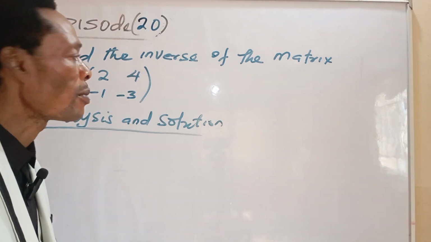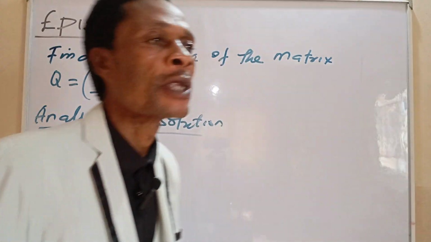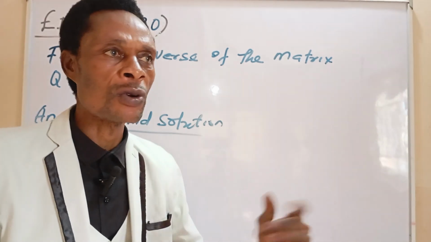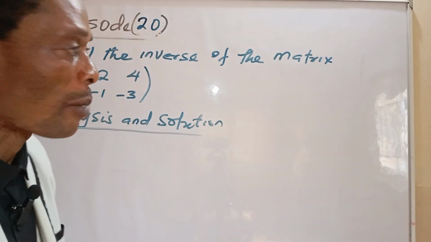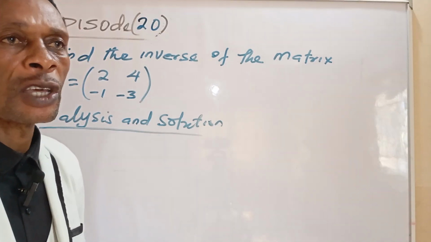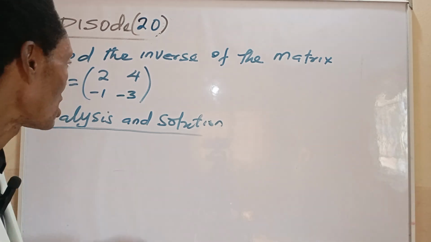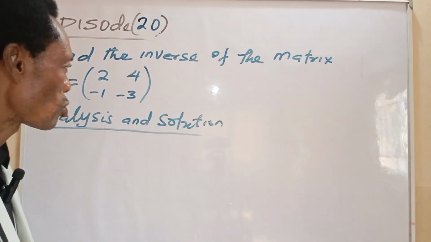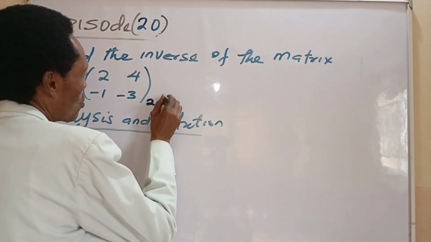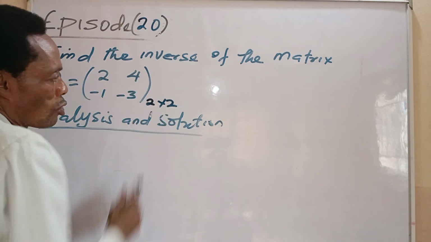First and foremost, what is a matrix? A matrix is an array of numbers in rows and columns. A matrix in which the rows and columns are equal is known as what? A square matrix. So this is a square matrix. This is a 2 by 2. We call it a matrix of order 2 by 2 because the row is 2 while the column is 2.